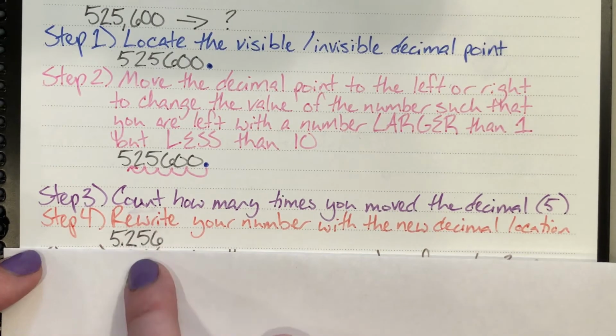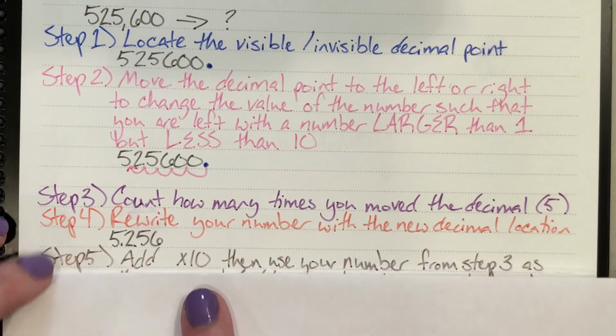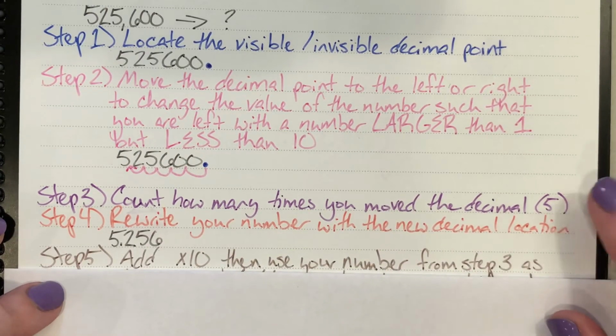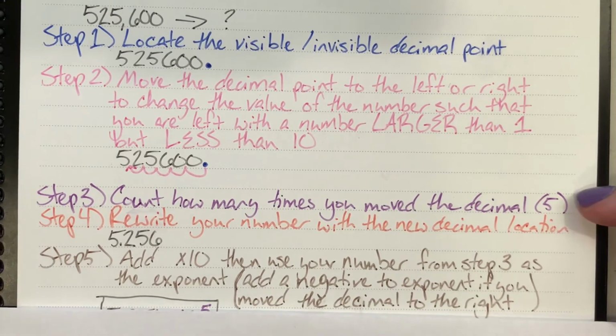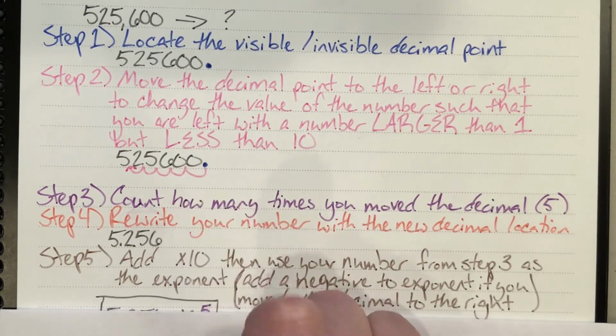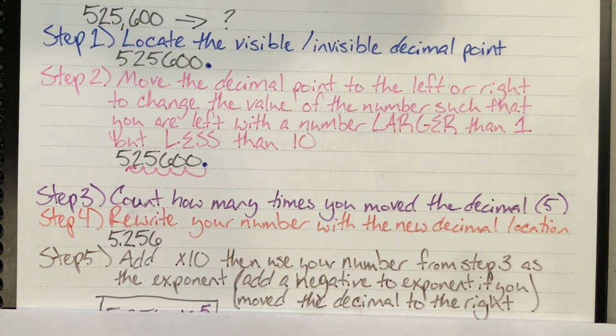But this doesn't maintain value. 525,600 is not anywhere close to 5.256. So I'm going to take this information from step 3, and after I add the times 10, I'm going to use my number from step 3 as my exponent on that 10. I would add a negative sign to my exponent if I moved my decimal place to the right in order to make the number large enough to fit between these parameters, but since I moved it to the left, I'm going to leave it as positive, which means I don't actually have to add any sort of indication of whether it is positive or negative.